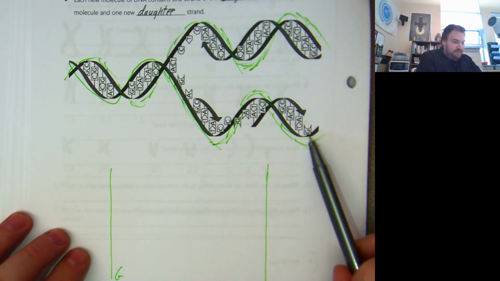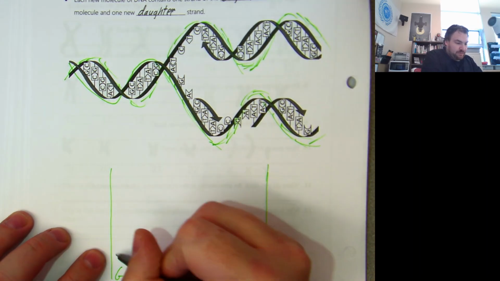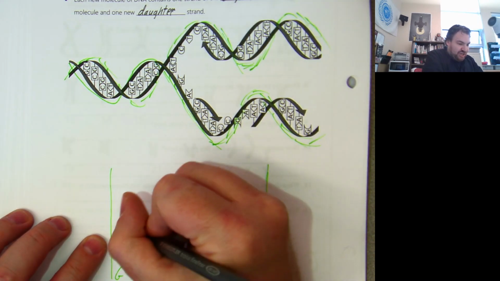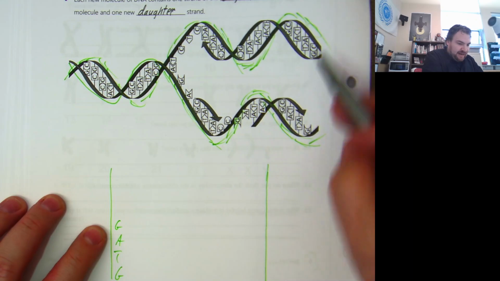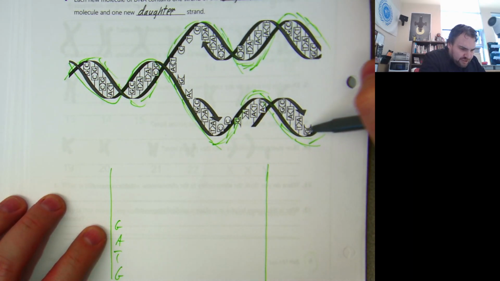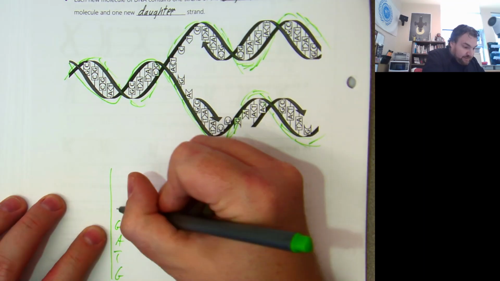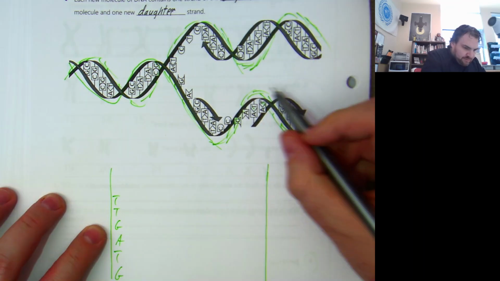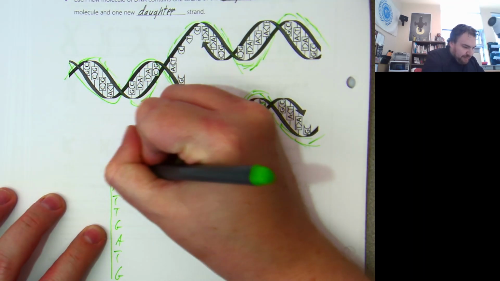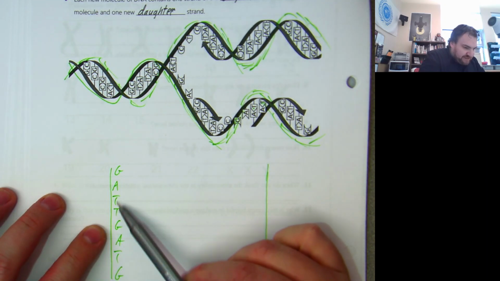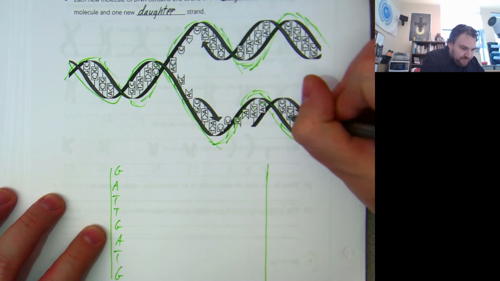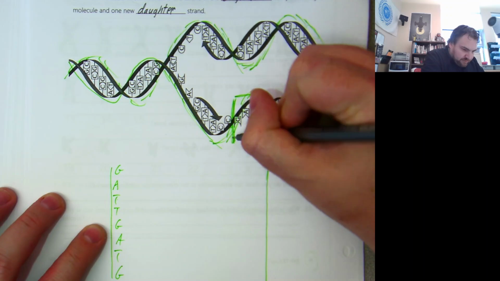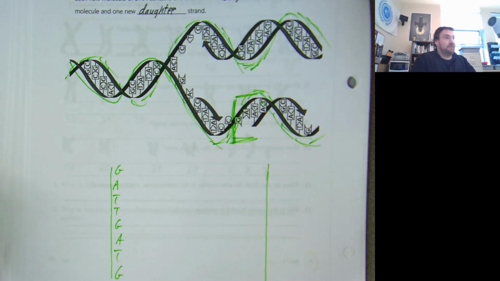On the bottom one, it goes G, and then T, and then A, and then G, and then A, and then A. Oh no, hold on. G, T, A, G, T, G, and then T, and then another T, and then an A, and then a G. I'm only going to do the first 1, 2, 3, 4, 5, 6, 7, 8. I made it 1, 2, 3, 4, 5, 6, 7, 8. This is as far as I've done, for example.